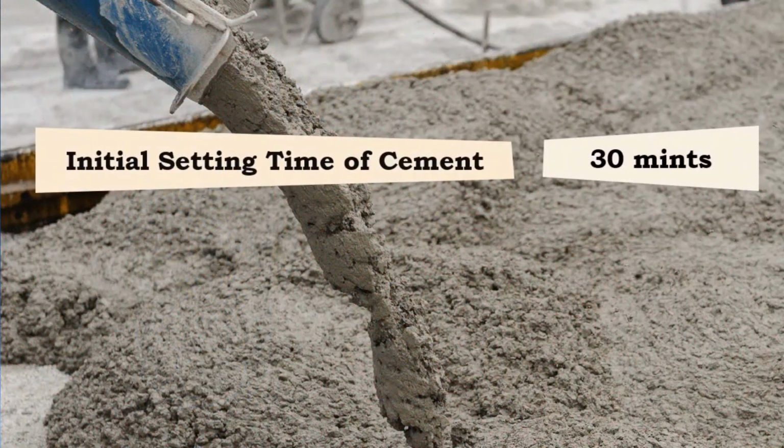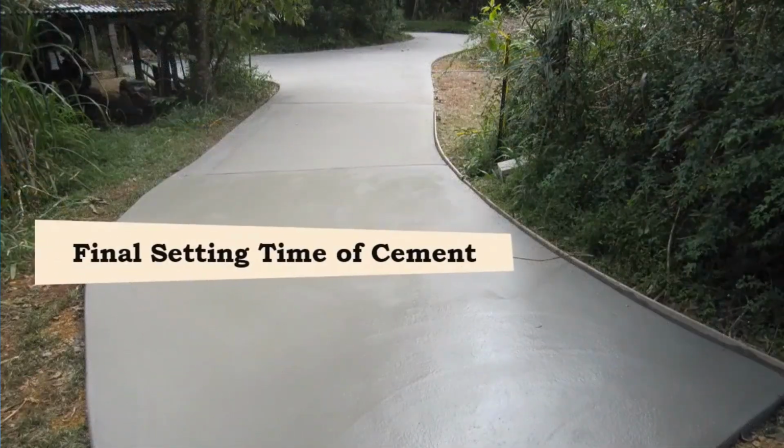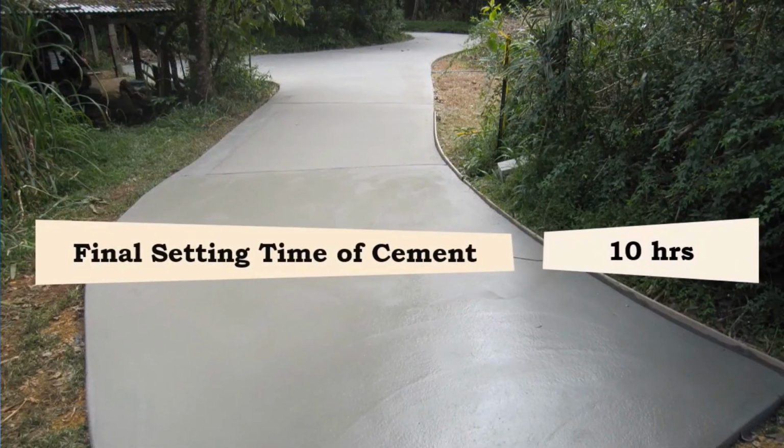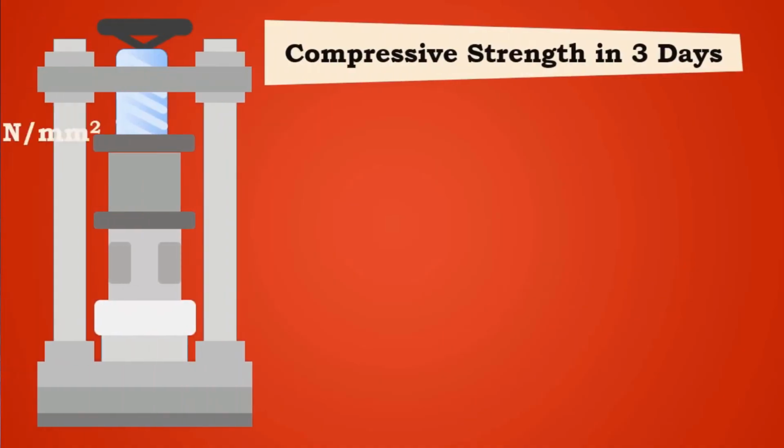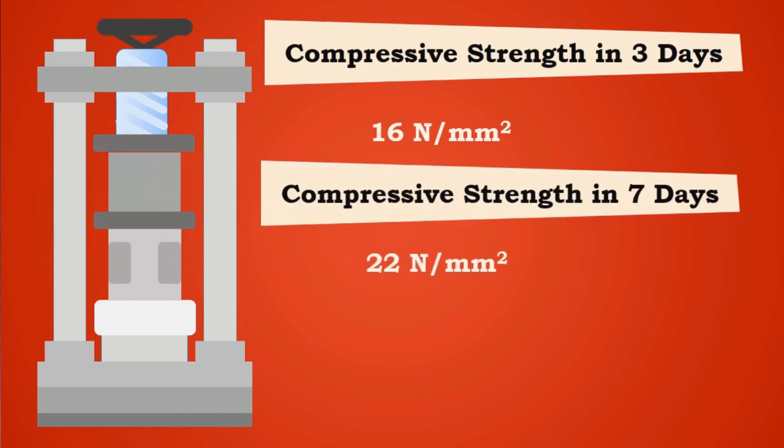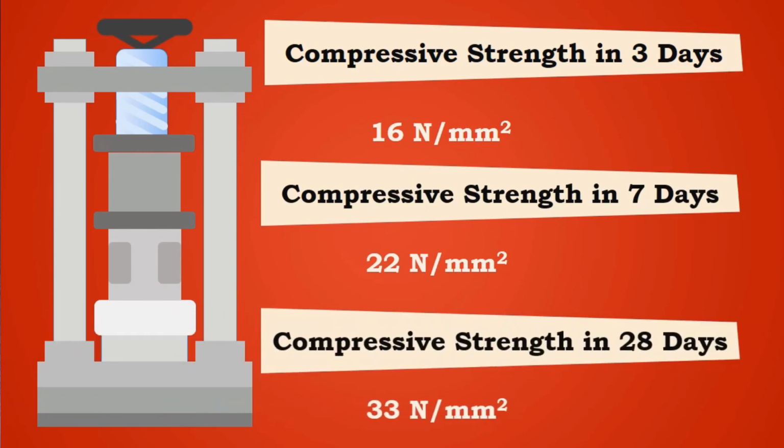The initial setting time of the cement is 30 minutes. The final setting time of this cement is 10 hours. The compressive strength of this cement after 3 days is 16 Newton per millimeter square, after 7 days is 22 Newton per millimeter square, and after 28 days is 33 Newton per millimeter square.